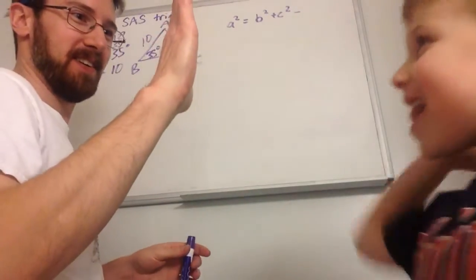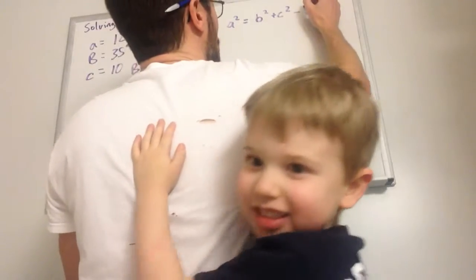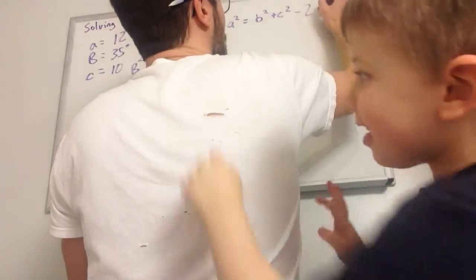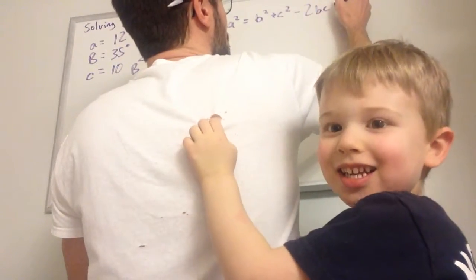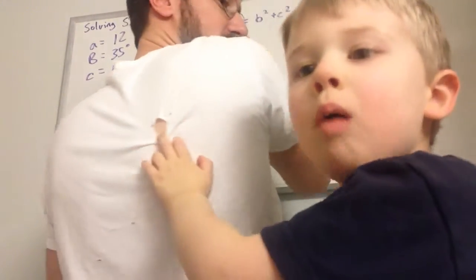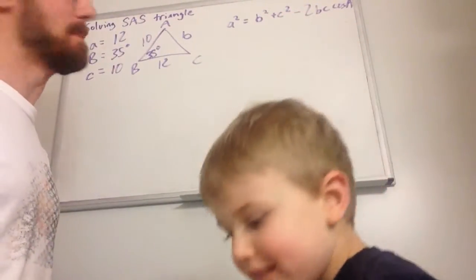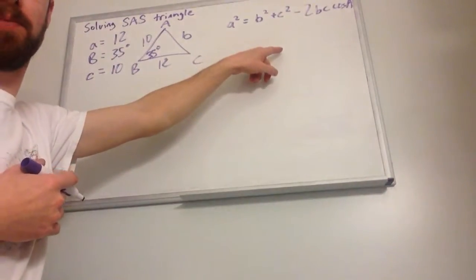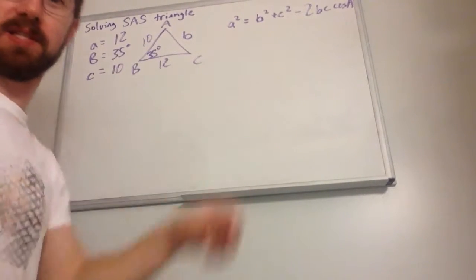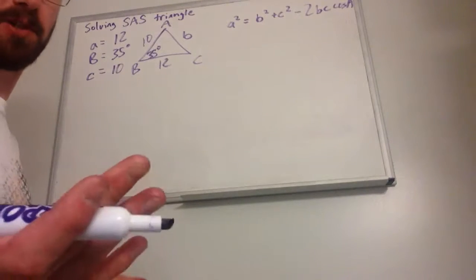All right, so B squared plus C squared minus 2BC times the cosine of A. Try to get that all in there. So that's the form of the formula that we're going to be using. Hopefully you can see that okay. It doesn't look too great, but just check your notes. It should be there, right?